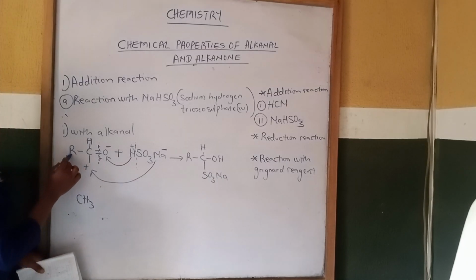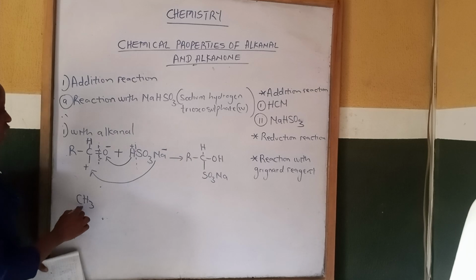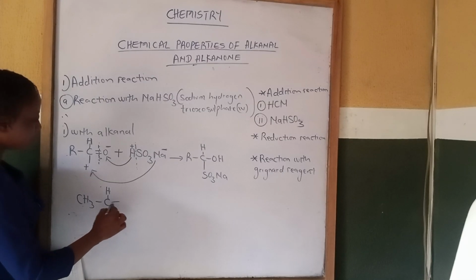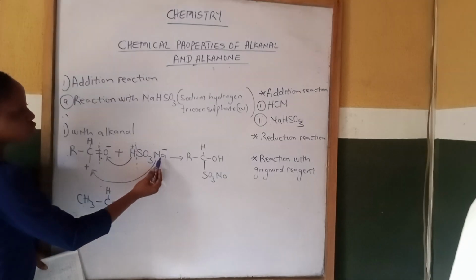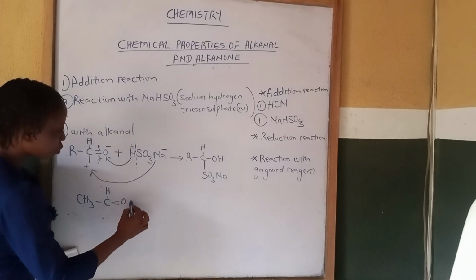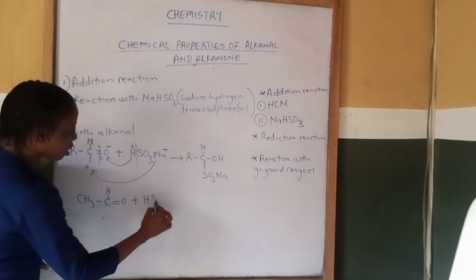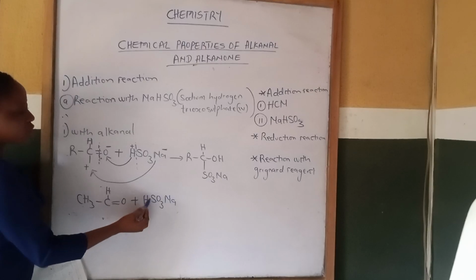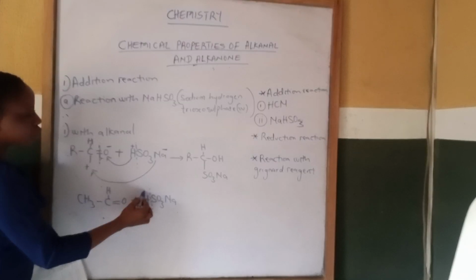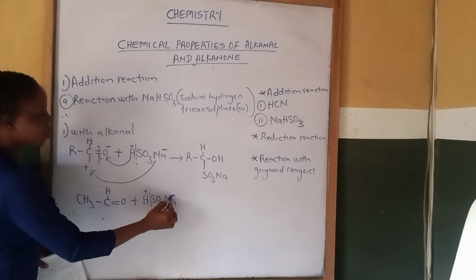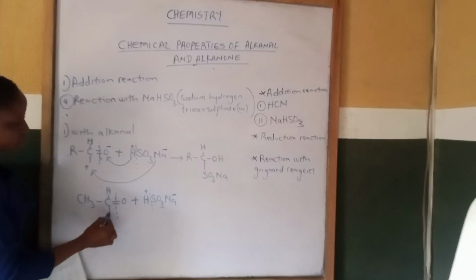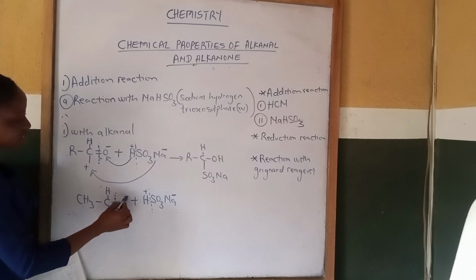Now I'm replacing my R with CH3, which is an alkyl group, followed by C, hydrogen, then my double bond. Then I want to react with sodium hydrogen trioxosulfate(IV), HSO3Na. The sodium hydrogen trioxosulfate(IV) will decompose to hydrogen positive and sodium trioxosulfate(IV) negative. Then the double bond will break, so one of the bonds will come here. Then oxygen is negative now.